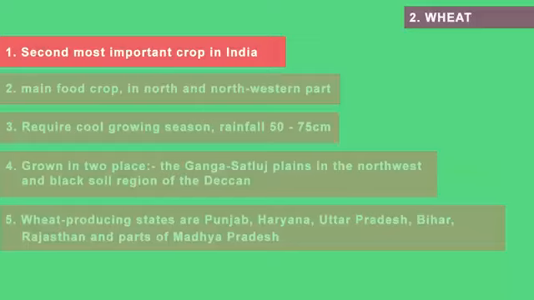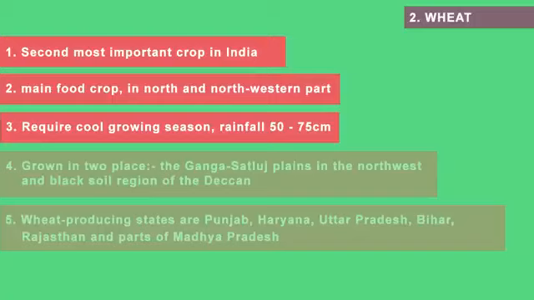But now due to advancement in irrigation facilities, even these states are able to grow rice. And the second crop is wheat. It is the second most important crop in India. It is the main food crop for the people of north and northwestern part of the country. Now this crop requires a cool growing season.